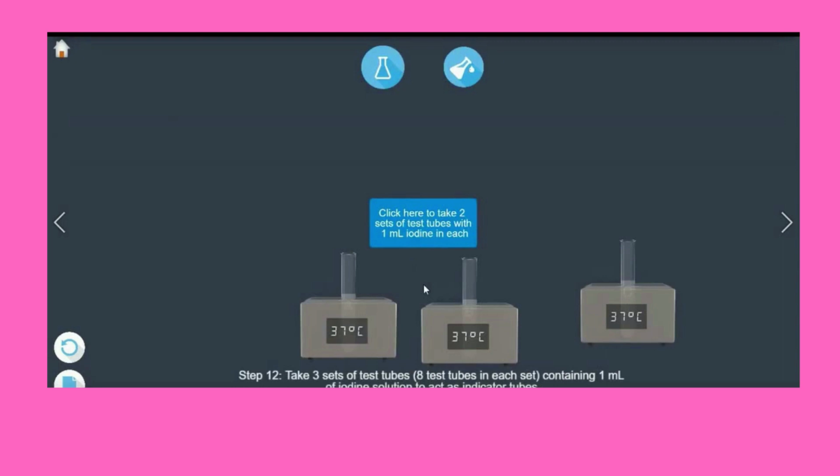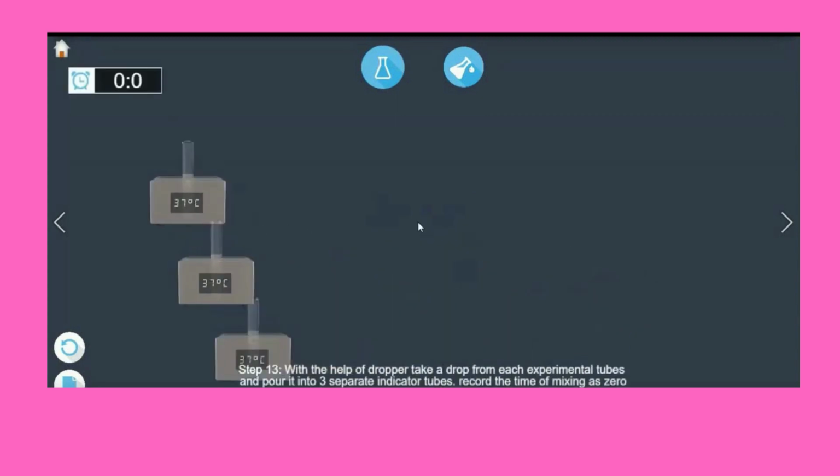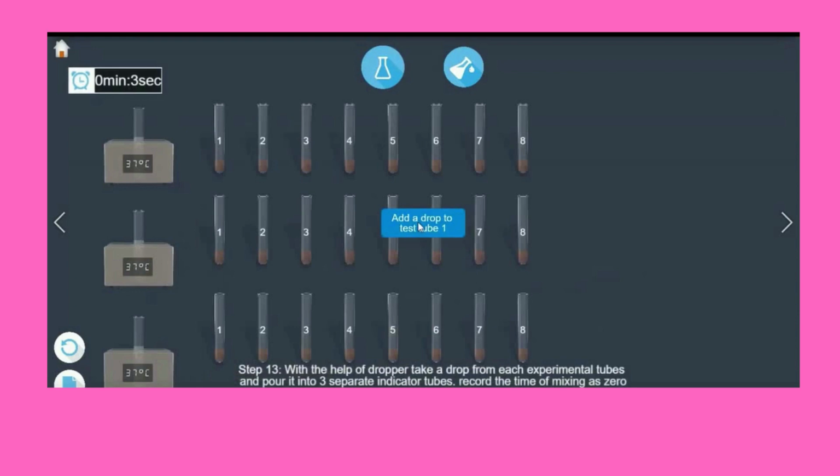Now, what next? We have to make three sets of test tubes, each set containing 8 test tubes in all, containing the iodine solution. With the help of a dropper, 1 drop of experimental solution will be added to the iodine solution from each of the sets A, B and C kept at 37 degrees Celsius. Then mark the initial timing as 0 and record the color change.